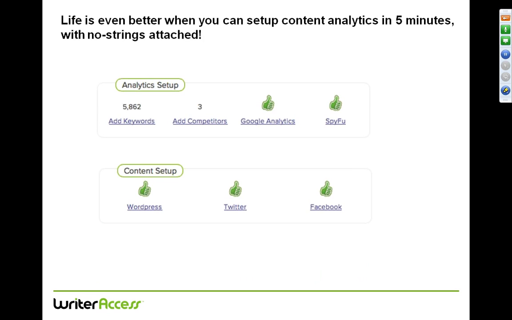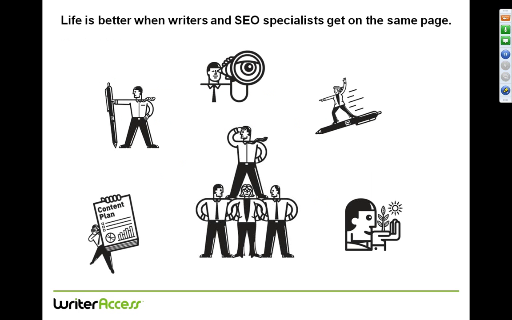And let's see, life is certainly better when you can set up content analytics in about 5 minutes, which is really how we've designed it. You simply add in your keywords and your competitors, you integrate with your Google Analytics account and with SpyFu, and then you can integrate with WordPress and Twitter and Facebook, which pulls in all of your content, so you can start analyzing which keywords you used in each of those content assets, how your keywords are performing, and how your content is performing. Fast, simple, and easy. That's what we were trying to do.